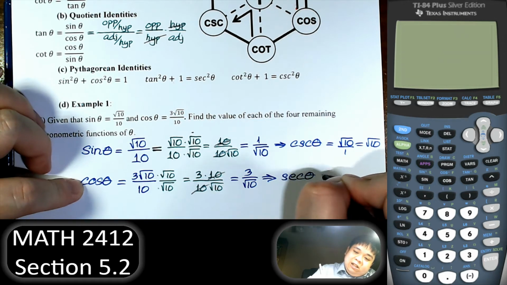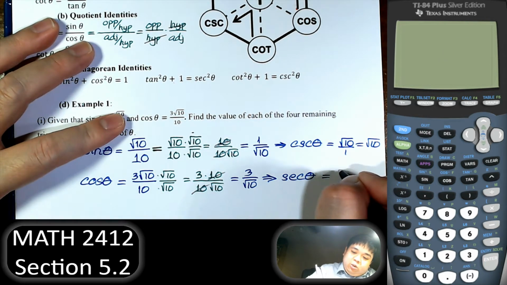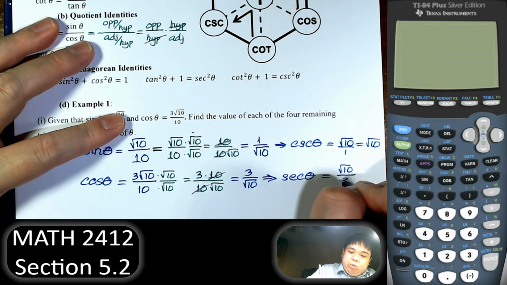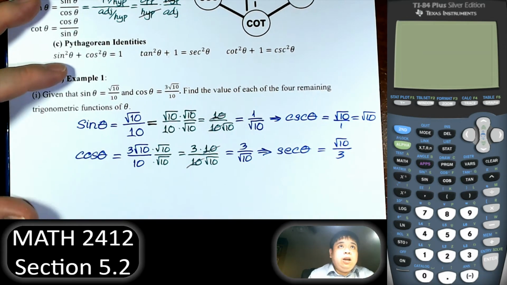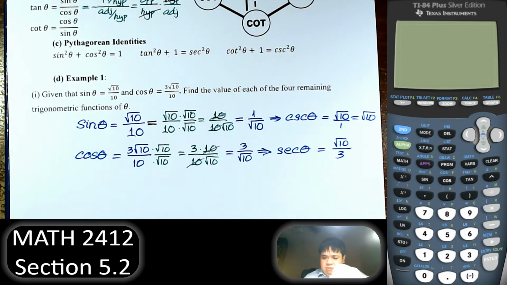and the reciprocal of cosine is secant, which is square root of 10 over 3. We're just going to flip this. All right.